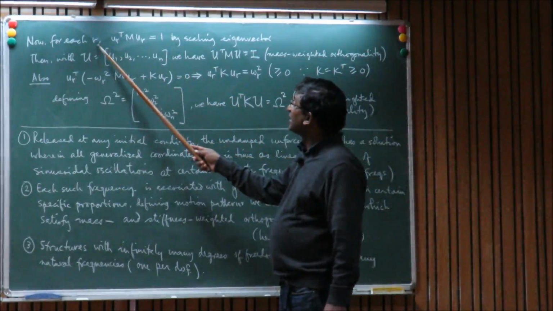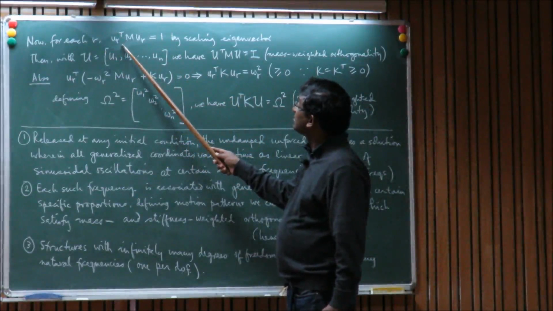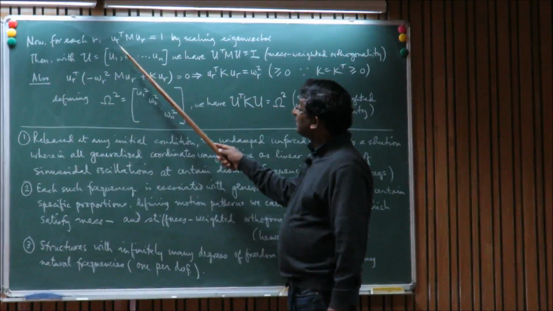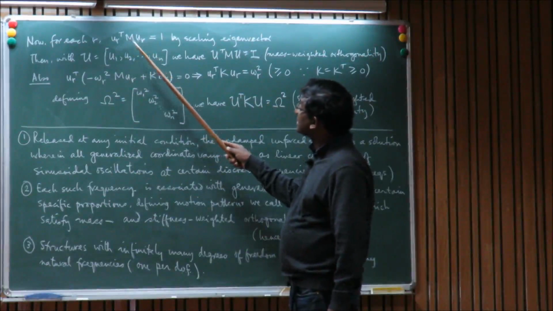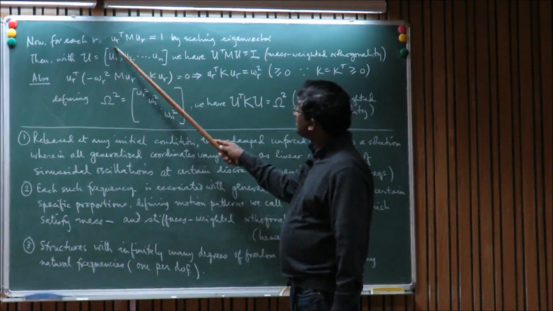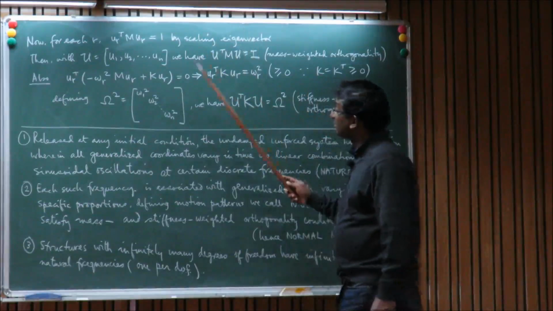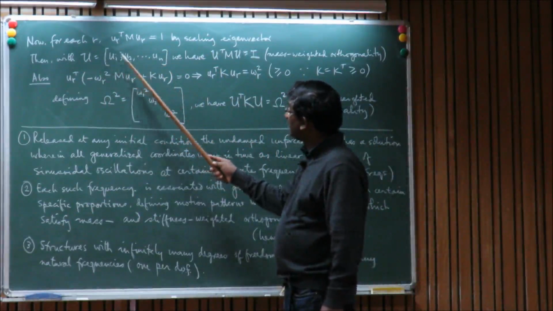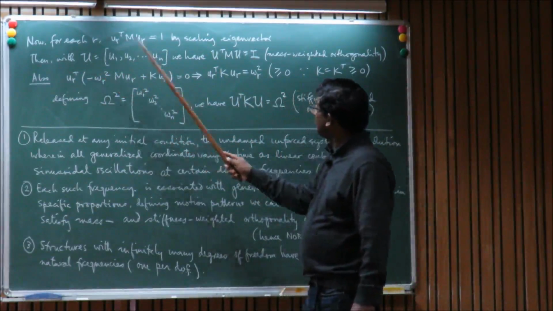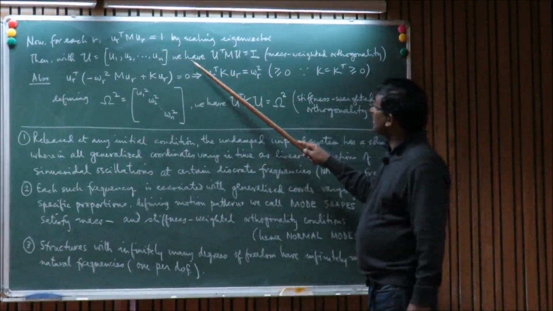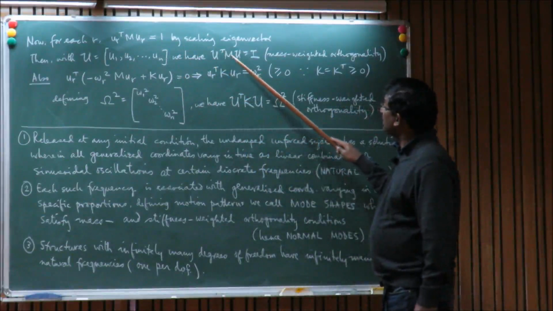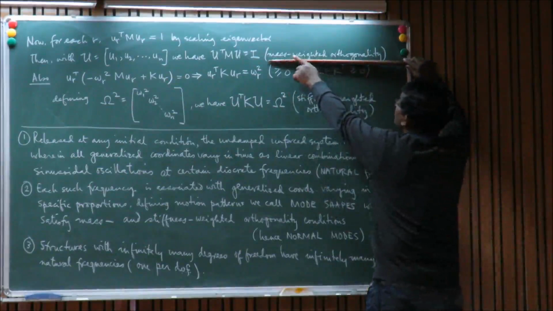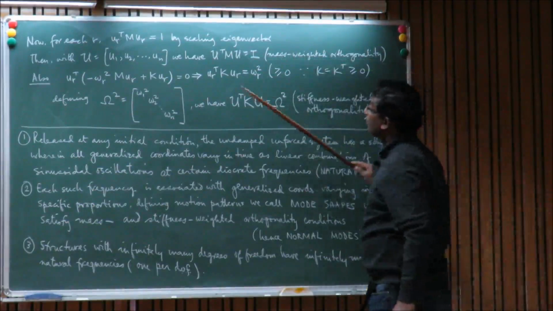Now for any r, is 1 or 2 or 3, whatever, any r, let us look at ur transpose m ur. Eigenvectors can be multiplied by arbitrary scalar multipliers, so we can always scale the u so that this product here is 1. We'll scale the eigenvector. After scaling, if we write all the eigenvectors one by one in this n by n matrix, which we call capital U, then by substitution you can verify that capital U transpose m capital U is identity. So this is the mass weighted orthogonality we were talking about.